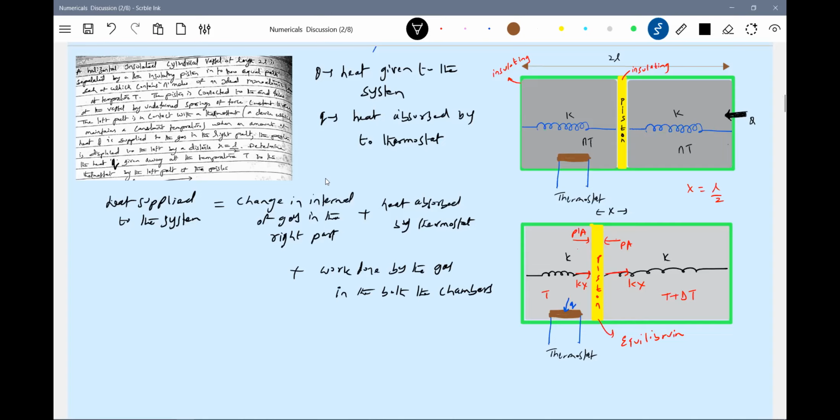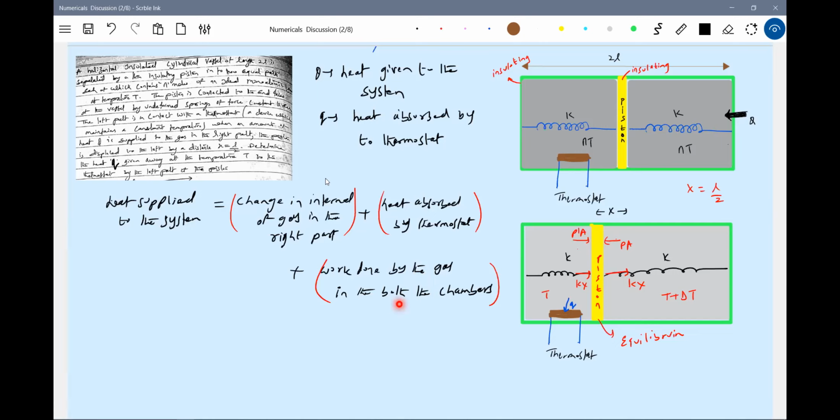So all these we have to work out one by one. What is the unknown thing? This small q is unknown. Capital Q is given. So what do we have to find out? These two things: the change in energy of the gas in the right part, plus the work done by the gas in both the chambers. This has to be determined.